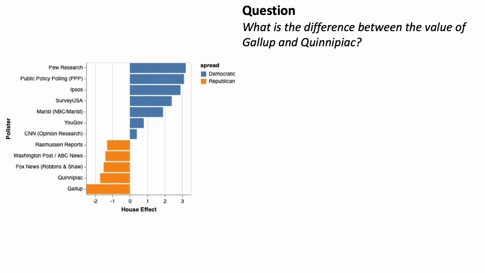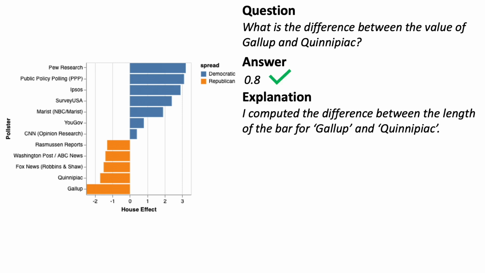To the question, what is the difference between the value of Gallup and Quinnipiac? Our system outputs the answer 0.8, which is correct. By converting the lambda expression used to compute the answer, the system also outputs the explanation. I computed the difference between the length of the bar for Gallup and Quinnipiac.